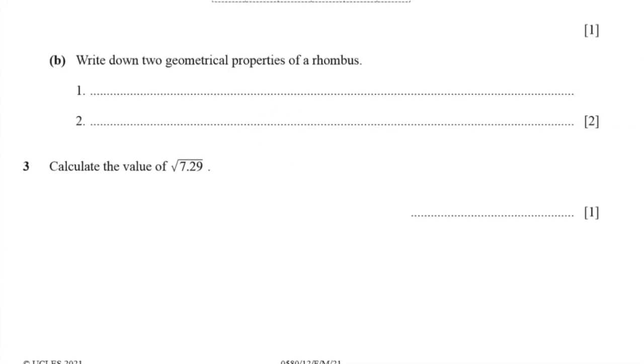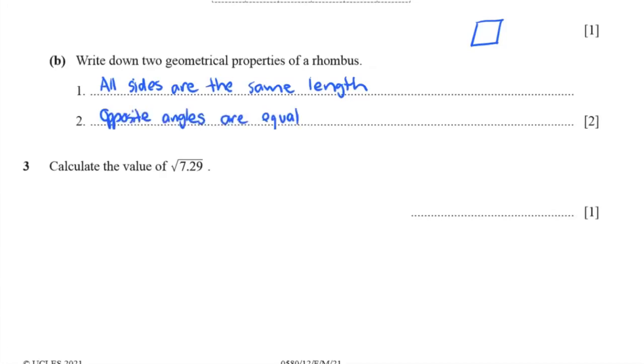Write down 2 geometrical properties of a rhombus. Well, a rhombus is just a square that looks like it's been pushed over a little bit, so it doesn't have 90-degree angles anymore. What we do know, therefore, is all the sides are the same length. And just by thinking about the shape, we could say opposite angles are equal. Some of the less known properties are the diagonals bisect each other at 90 degrees, and adjacent angles will add up to 180 degrees because of co-interior angles and parallel lines. So we'll just go with the opposite angles are equal.